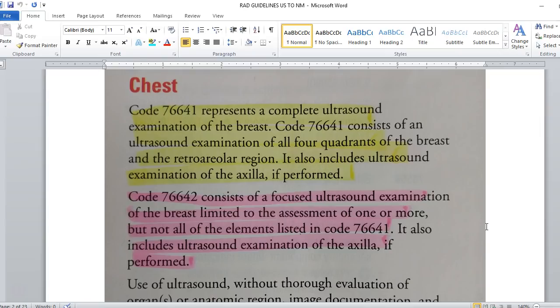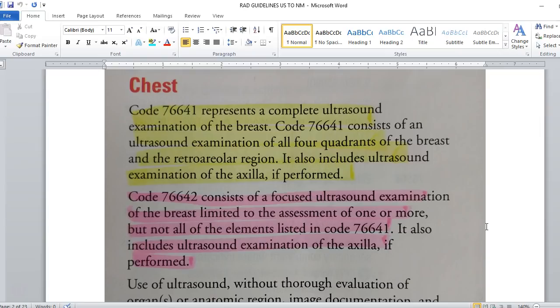So 76641 represents a complete ultrasound examination of the breast. It consists of an ultrasound examination of all 4 quadrants of the breast and the retroareolar region. It also includes ultrasound examination of the axilla if performed. So again, we separate the breast into 4 quadrants. We have to examine all 4 quadrants, the retroareolar area, so the areola and behind the nipple, and it can go into the axilla. Why? Because a lot of times when we're talking about breast problems, we're talking about possible cancer spreading to the lymph nodes that go under the armpit and the axillary area.